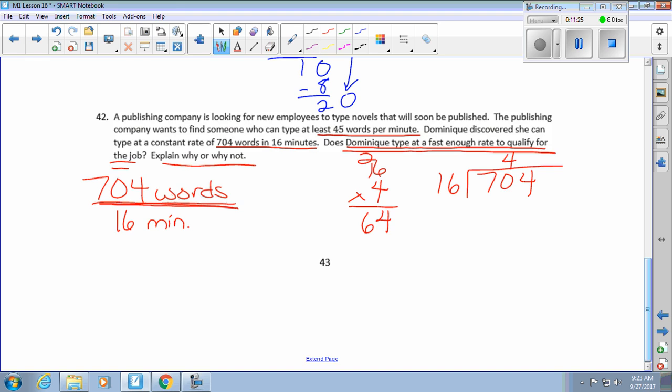So 4 times 16 would give us 64. If you subtract, you get 6. All right, bring down your 4. We already did our math. That's why we don't erase stuff like that, okay? And that goes in 4 times. So, our answer is 44.